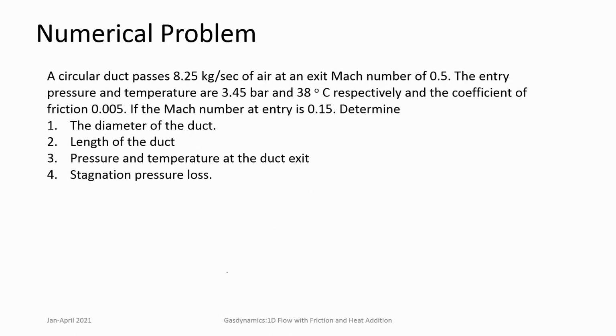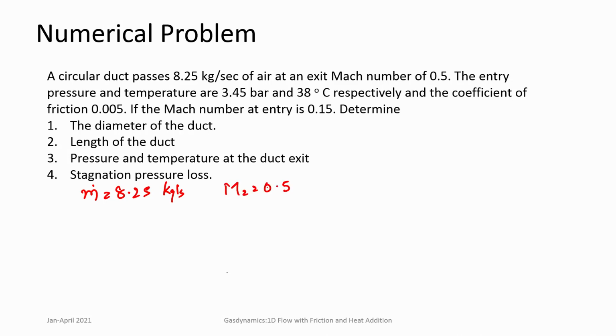Okay. So, quickly let us look at a very simple problem before going on to more complex problems in the subsequent sections. So, a circular duct passes 8.25 kilogram per second of air. So, m dot is given here, m dot is 8.25 kilogram per second at an exit Mach number of 0.5. So, M2 is given as 0.5.